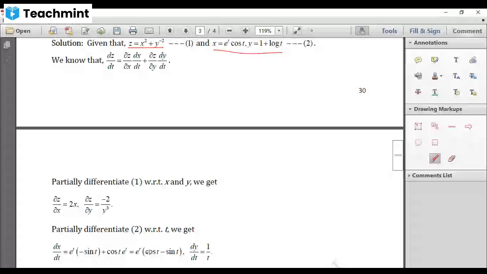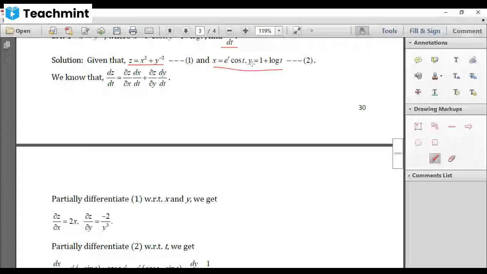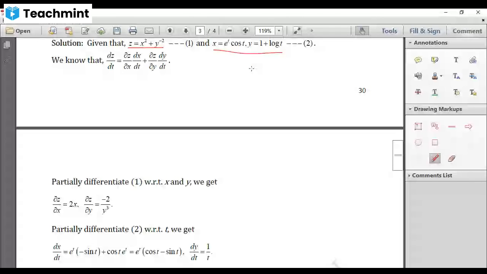Now differentiate this with respect to t. Because you have only one independent variable, you'll get a total derivative. We are not differentiating partially. Partial derivatives are used when there is more than one variable, and we keep one or more variables as constant. dy by dt is equal to the derivative of 1, which is 0, plus the derivative of log t, which is 1 by t.